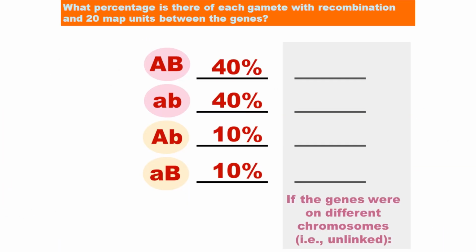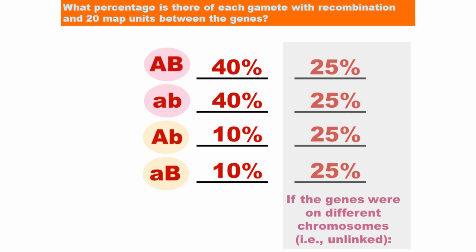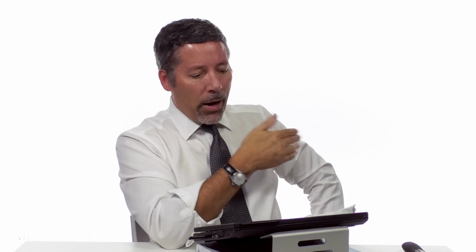Contrast this with a situation where A and B are on different chromosomes, or A and B are so far apart that they don't behave as if they're linked. In that case, you get 25%, 25%, and so on, if they're on different chromosomes. We call that unlinked. So our take-home message here is that the map distance, a physical distance, is defined as the percentage of gametes produced that result from recombination.